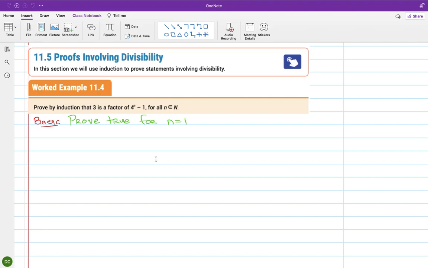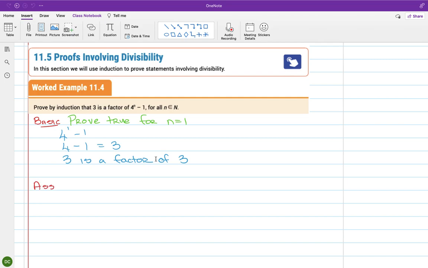So the statement here is prove by induction that 3 is a factor of 4^n minus 1 for all n that is an element of natural numbers. So n equal to 1 is the smallest natural number, so it becomes 4 to the 1 minus 1, which is 4 minus 1, which is 3, and 3 is a factor of 3. So it works for n equal to 1.